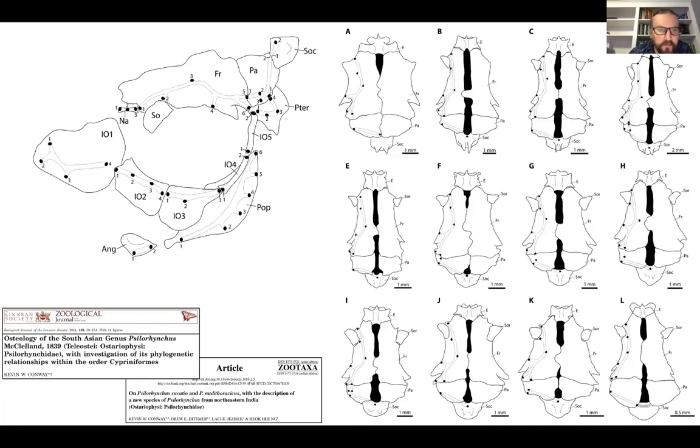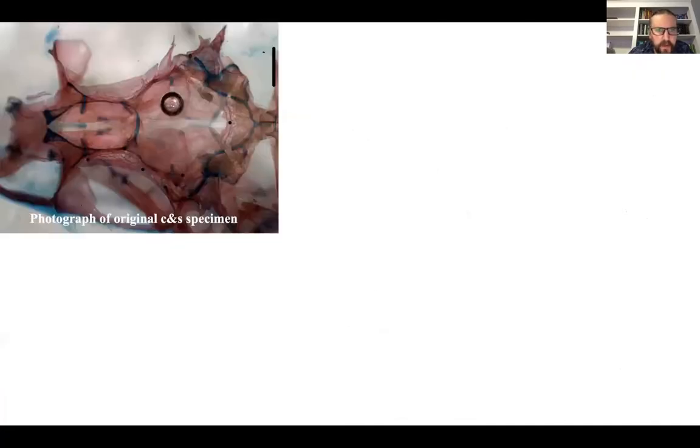And in my case, it always starts with a photograph of a cleared and stained specimen, and this is actually quite an ugly one. I didn't clean it up intentionally to show you sometimes what these specimens actually look like when you look at them under the scope. There's a little bit of debris here which shouldn't be there. There's a bubble here that also shouldn't be there.